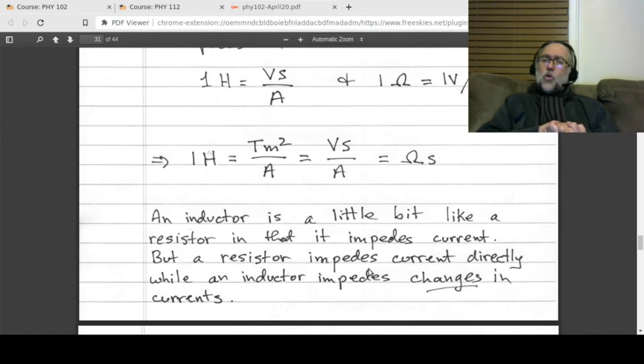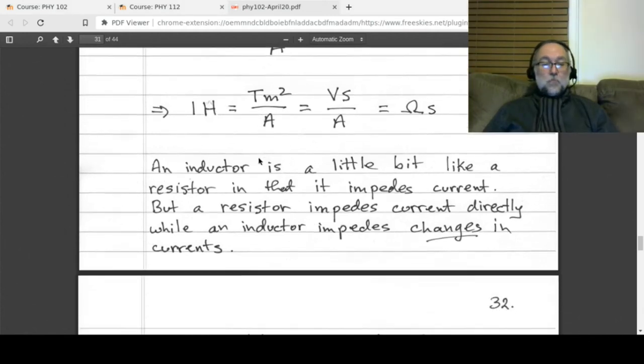Well, an inductor doesn't quite resist current. What it does is it resists changes in current. So it's a little bit like a resistor because it'll resist the change in the current. But if there's a current there, it says, okay, I'm happy with that current. But if you try to increase that current or decrease that current, it undergoes that dynamic I mentioned earlier, and it resists that change. So it's not surprising that there's the ohm in there, but it's a change over time, and that's why there's a second in there. So a Henry is an ohm second.